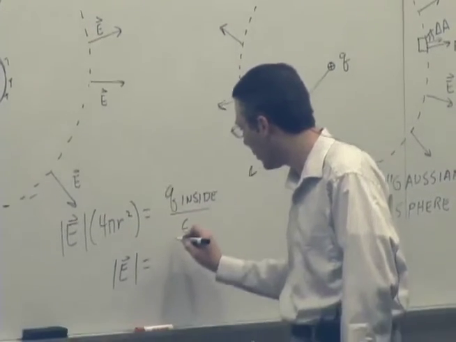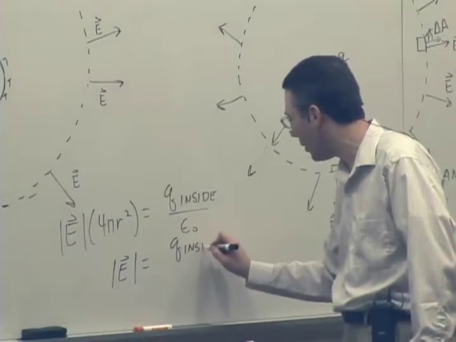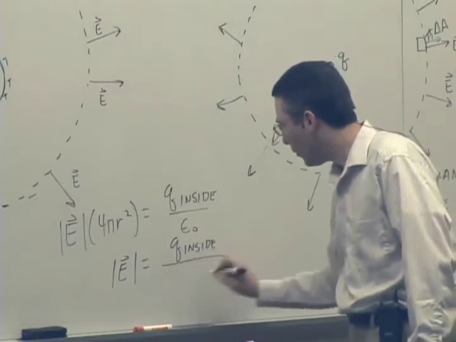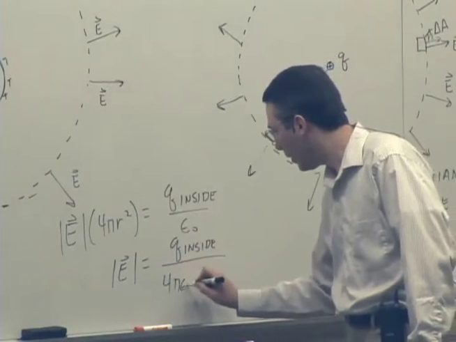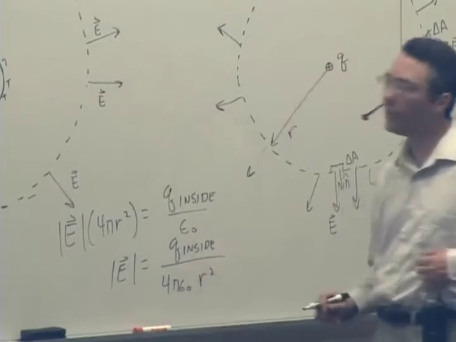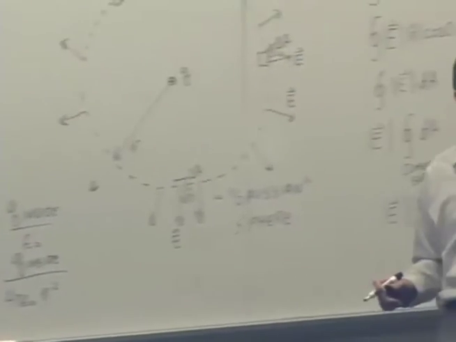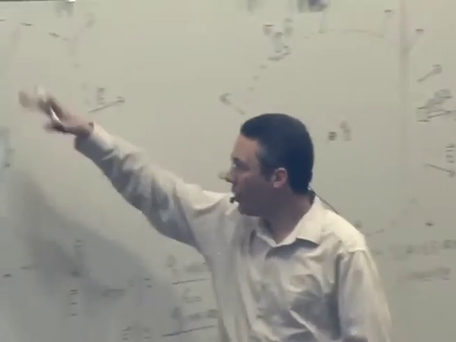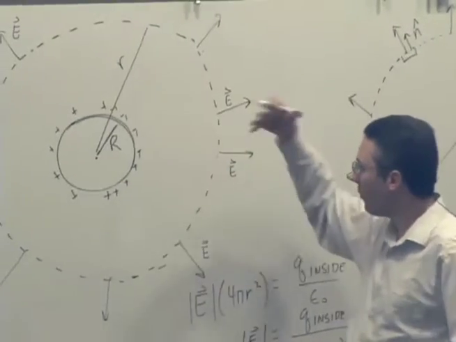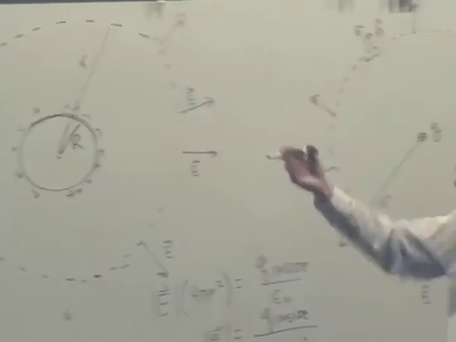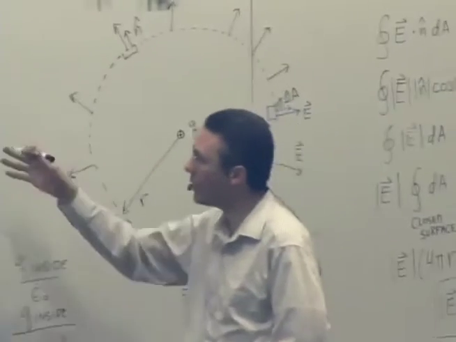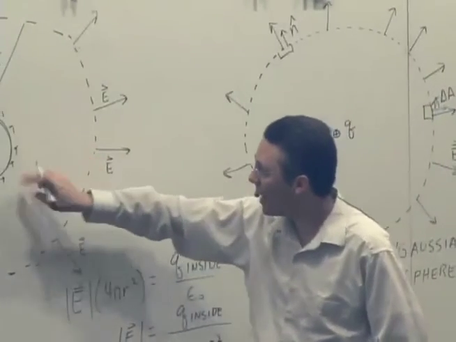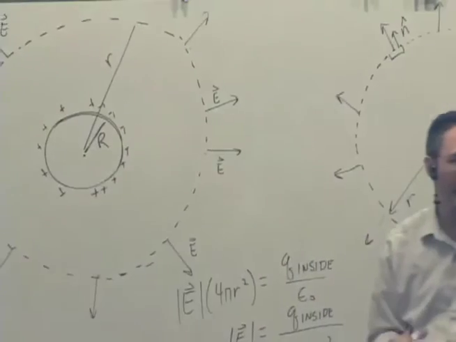You get a result that looks like the field of a point charge for a uniformly charged sphere. Okay? So that's where that comes from. We're using Gauss's law to show that in a more formal way, that from the symmetry of the situation and from Gauss's law, it looks exactly the same as a point charge at the very center.